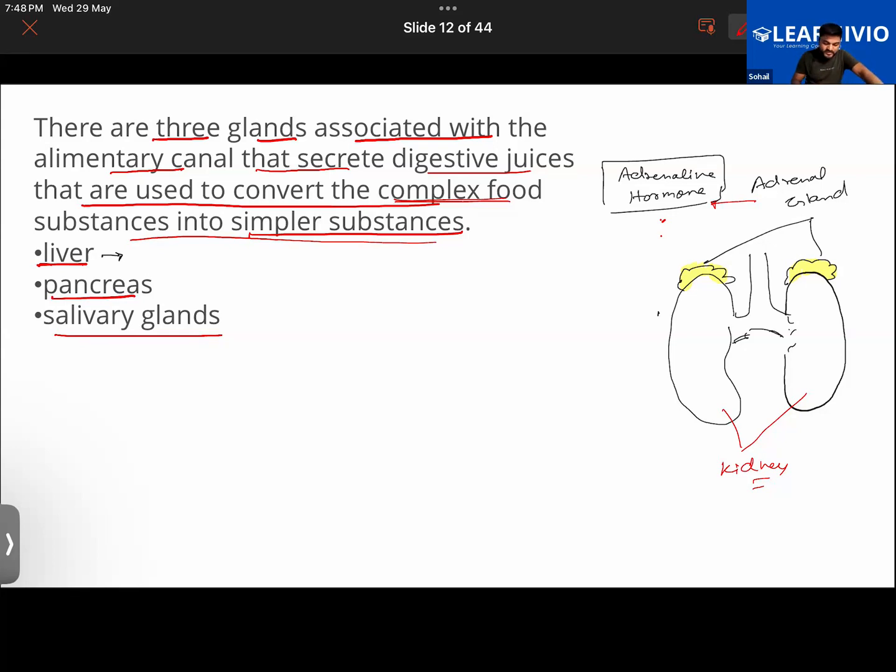But in the case of the salivary gland, liver or pancreas, you will learn that the salivary gland will secrete saliva, and saliva will help in digestion. It will help in partial digestion of starch present in the food. Then the pancreas will secrete pancreatic juice.